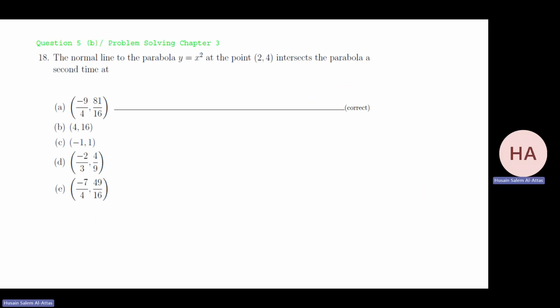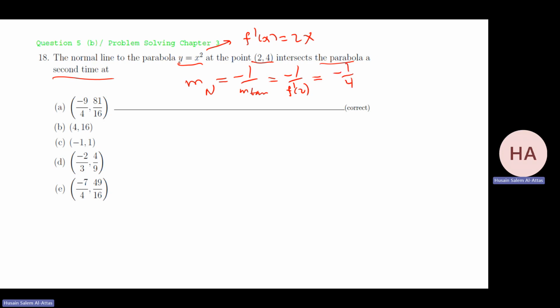Yeah, this intersects the parabola at another point. What is the other point? Do the same thing. I need to find the equation of the normal line. Minus 1 over m tangent, minus 1 over f prime at 2. Very clear. F prime of x equals 2x. So it's minus 1 over 4. So this is the equation of the normal line: y minus 4 equals minus 1 over 4, x minus 2, multiply by 4: 4y minus 16 equals minus x plus 2.